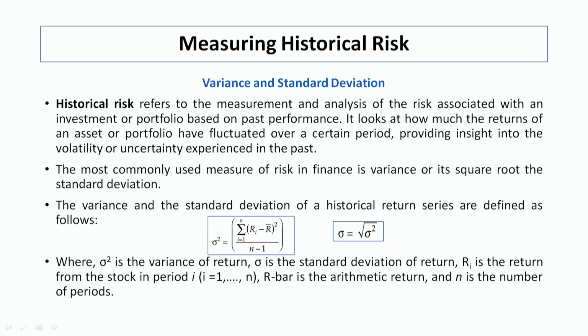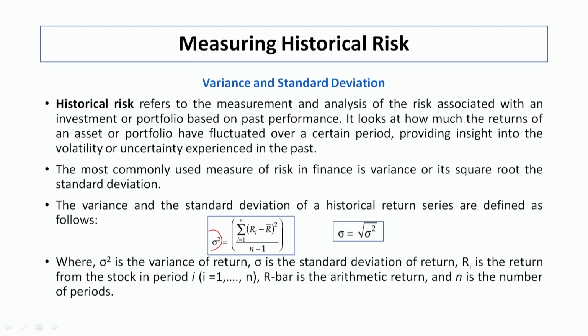For calculating historical risk, two measures are used, that is variance and standard deviation. The formulas are mentioned over here. Variance is the summation of (Ri minus R bar), where R bar is the expected return or average return, squared, divided by n minus 1, where n is the number of periods. Standard deviation is the square root of variance. That is shown over here. It is the variance of the return, and standard deviation is shown by sigma.